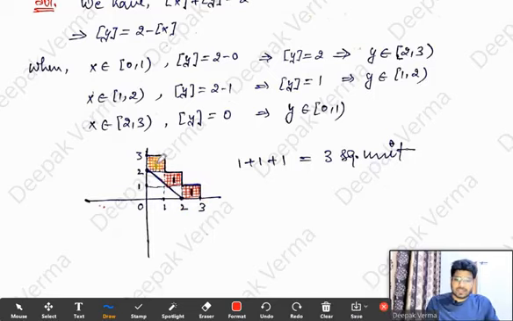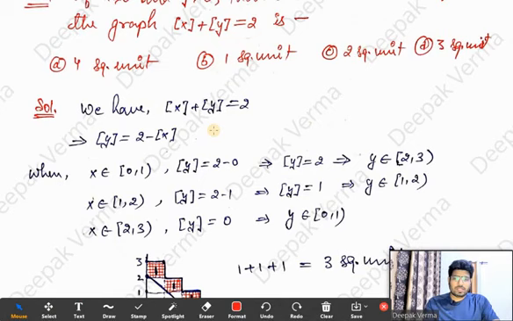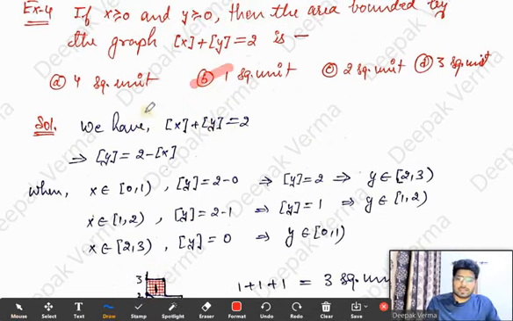So basically we are getting 3 squares, each of area 1 unit. So 1 plus 1 plus 1, we get a total of 3 square units. So this is our required area and this is option B. So option B is the right answer.